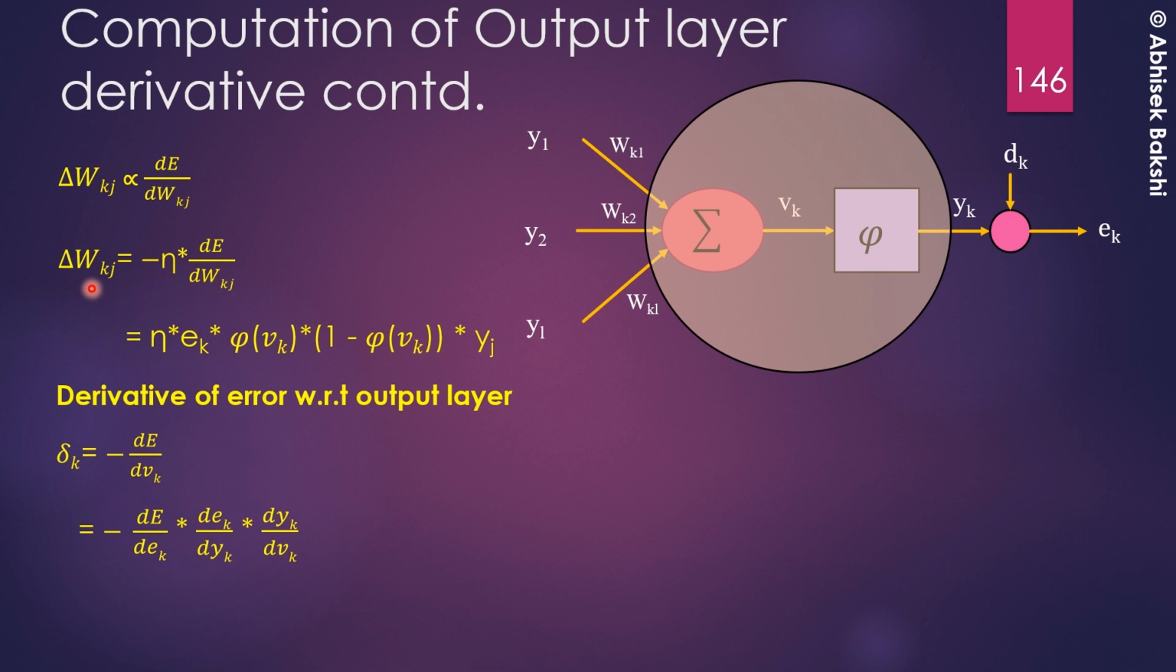Now you see, just assume that this derivative of the error with respect to the output layer, we denote by a symbol delta k. So what is delta k? Delta k is the derivative of error with respect to vk. What is vk? vk is this output. Why it is required, you will understand soon.